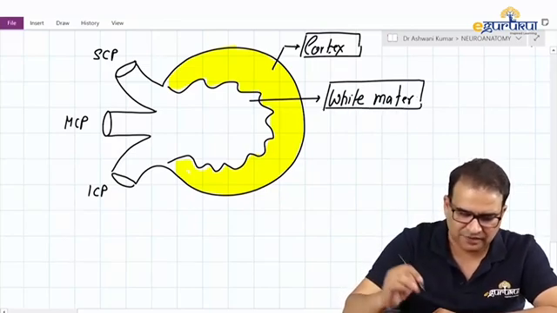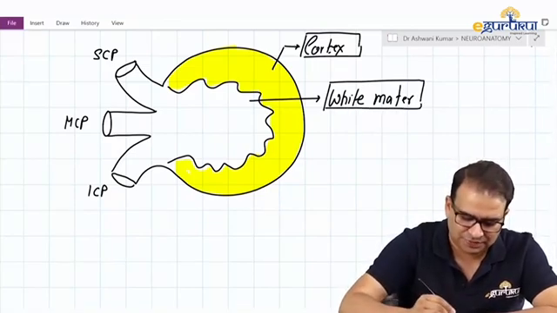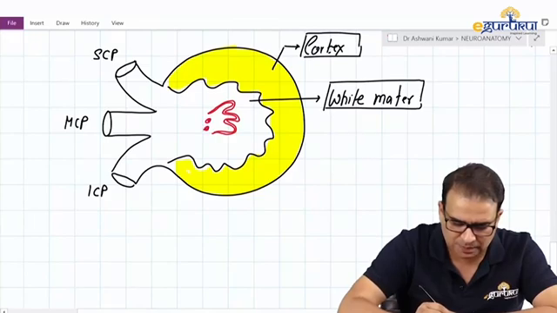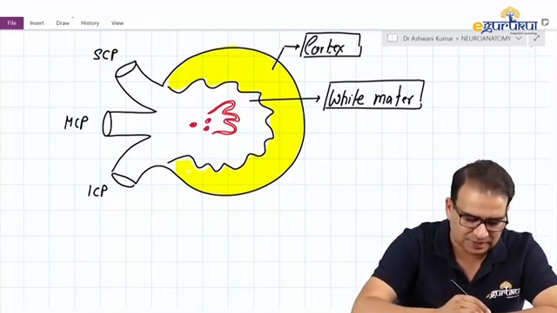White matter, and within the white matter of the cerebellum, we have some very important nuclei. These are called deep cerebellar nuclei, like dentate, emboliform. We'll be looking at all of them. So we have some deep cerebellar nuclei present inside.